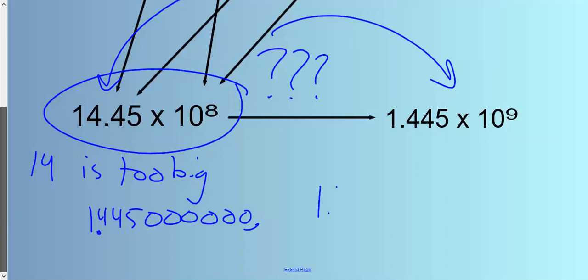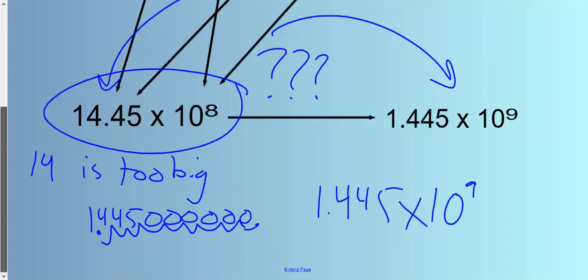So 1.445, and then 1, 2, 3, 4, 5, 6, 7, 8, 9, times 10 to the ninth. That's probably the easiest method for converting that number that's not in scientific notation into scientific notation.